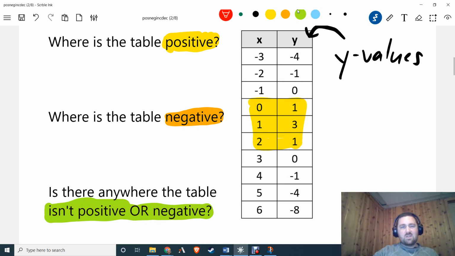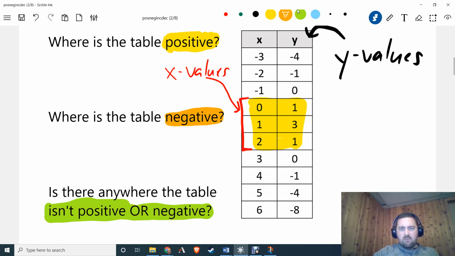And really, for my answer, I'm going to think about pointing at the x values. The x values are the where we point to, and the y values are what we're looking at. So I would say, this is where the table is positive. These x values.